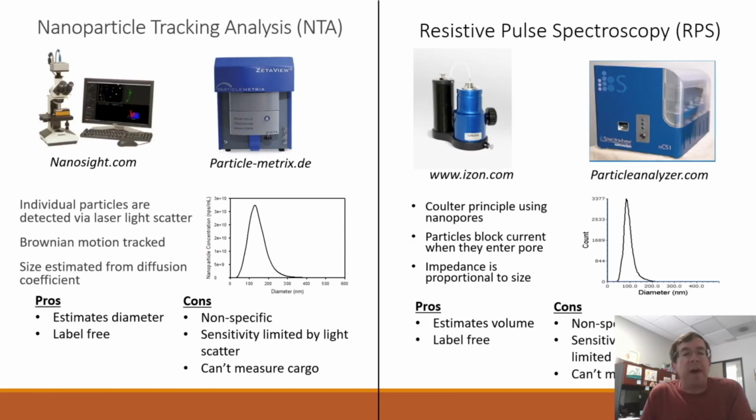A couple words on these orthogonal methods. Nanoparticle tracking analysis and resistive pulse spectroscopy are widely used. They're both useful tools in their context. They both provide label-free estimates of vesicle size, diameter in the case of NTA, volume in the case of RPS. But they're both non-specific. They'll detect any particle. They have their own limitations in terms of sensitivity and dynamic range. They don't really have a way to measure cargo by themselves. So they tend to work reasonably well in purified samples, but as sample complexity increases, they tend to be less useful.